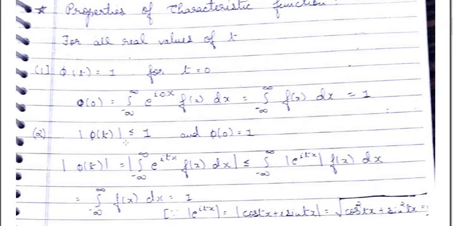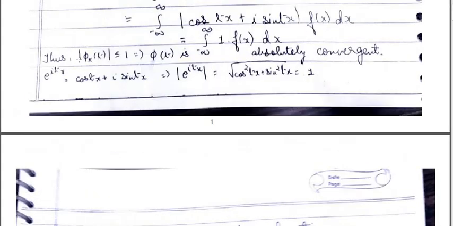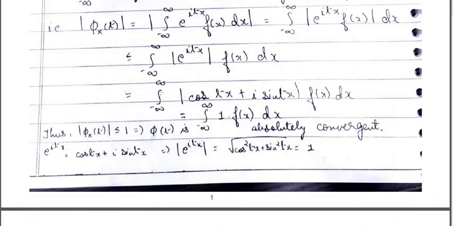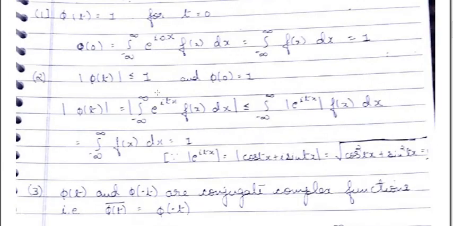Now the modulus of phi(t) is less than or equal to 1, that we already discussed, and phi(0) is equal to 1. So the modulus of phi(t), which is the integral from minus infinity to plus infinity of e raised to itx f(x) dx, is less than or equal to the integral from minus infinity to plus infinity of the modulus of e raised to itx times f(x) dx. The integral from minus infinity to plus infinity of f(x) dx is equal to 1. So e raised to itx is equal to cos tx plus i sin tx, and cos square tx plus sin square tx is equal to 1.